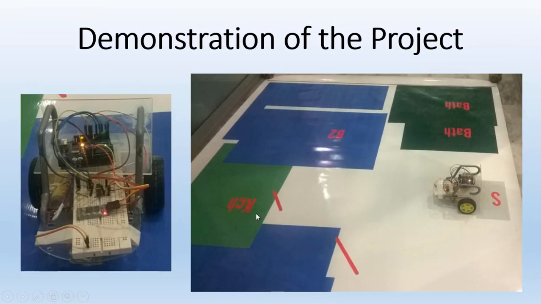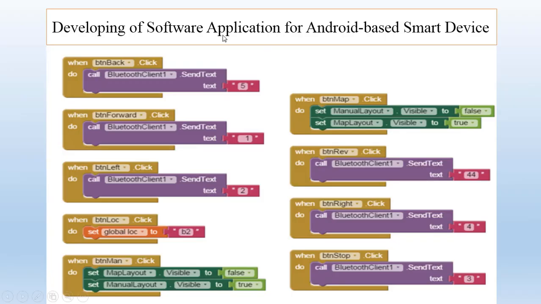Demonstration of the project. Here we can see that this is the prototype of an electric wheelchair which roams based on a predefined map. This panaflex is representing a map on which our electric wheelchair is roaming. So by clicking any section of the map in our smartphone, the automated electric wheelchair will go to that location. The software application developed for the Android-based smartphone is given in this and the upcoming slides.